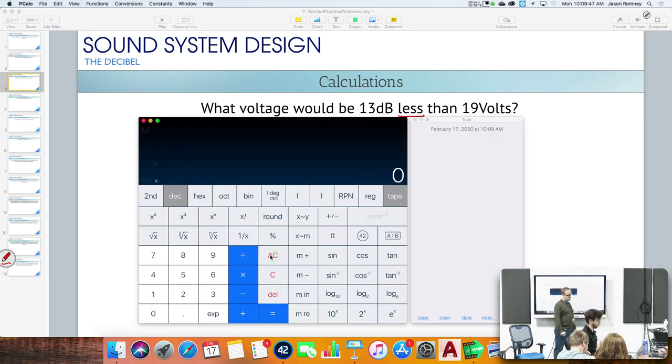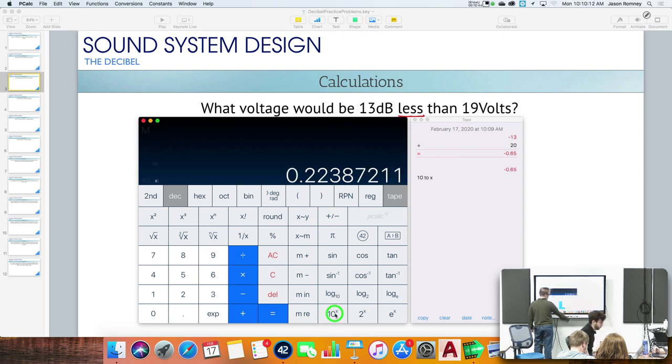It's 20 for everything that's not watts. All right, so to do this, I would do 13, and then I would flip that to a negative number, okay? And then I would divide that by 20, and I get negative 0.65, okay? And now I'm going to hit my 10 to the X button, and I get 0.22387211. Okay, so that is now the voltage ratio for negative 13 dB.